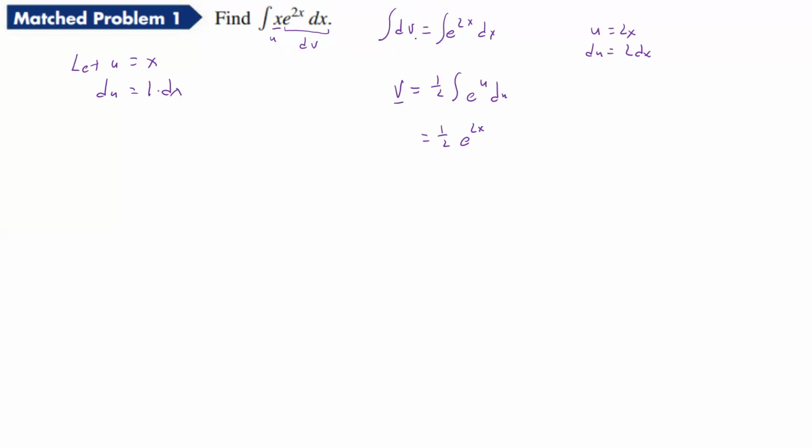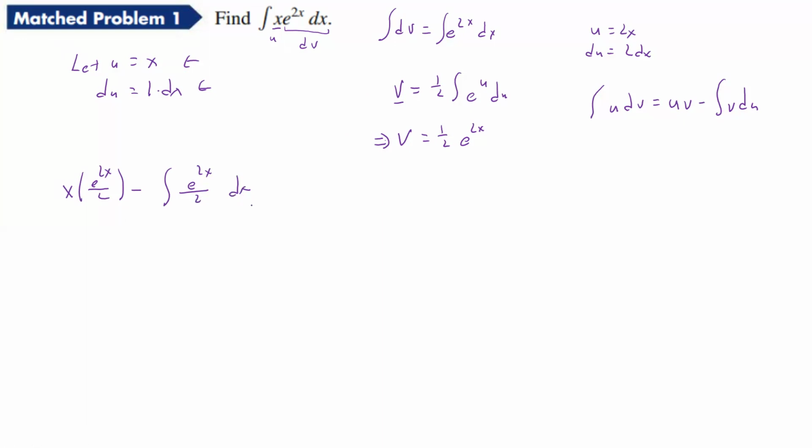So now we've got v, and we've got u, we've got du, and so now we can plug that into our formula. Remember, it was the integral of u dv equals uv minus the integral of v du. So now we've got u over here, we've got v over here, and we've got the v again, and then we've got our du. So now we just plug all that in. So we have u is x times e to the 2x over 2, minus the integral of e to the 2x over 2 dx.